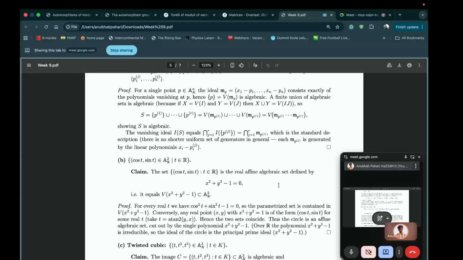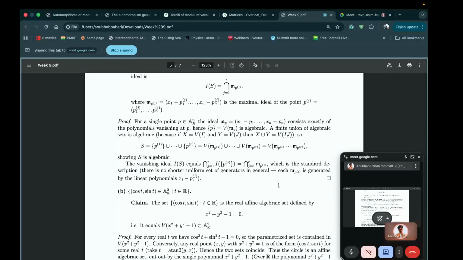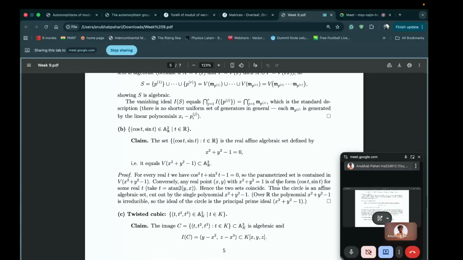Now the vanishing ideal I(S) equals the intersection of I(Pj), where j is running from 1 to r, which equals the intersection of M_Pj, which is the standard description of the vanishing set of a polynomial. Therefore we have shown that any finite set of affine space is an algebraic set.